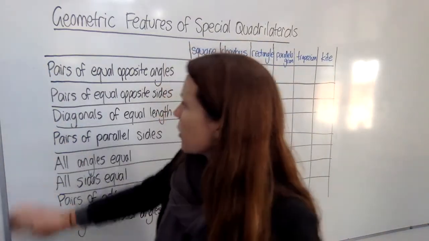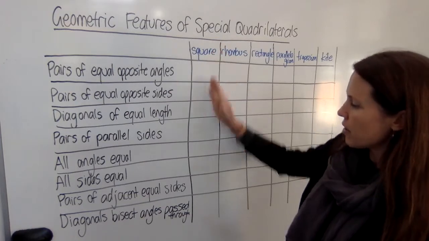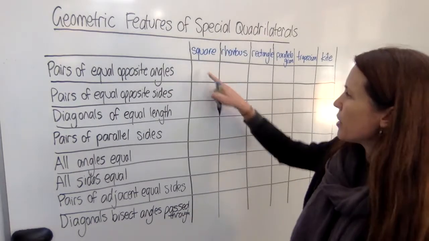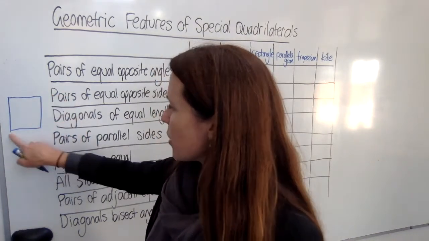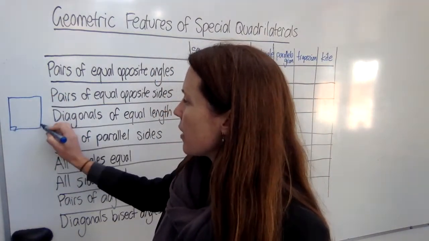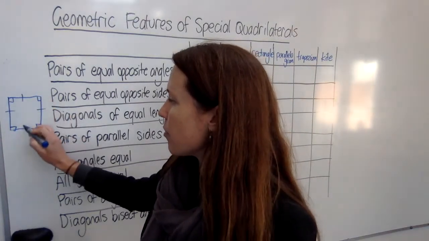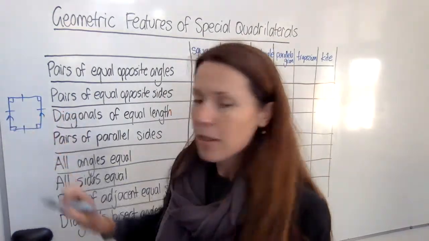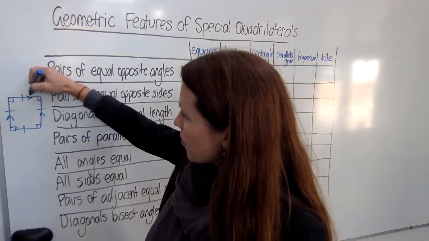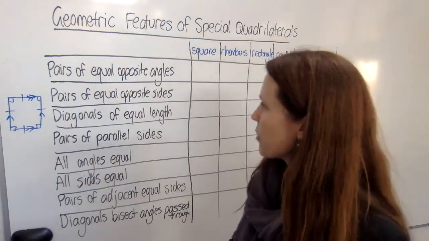So going through these one at a time, pairs of equal opposite angles. Now let's just have a look at what the square has. Pairs of equal opposite angles, we'll start by drawing the square and thinking about what symbols it needs. We know the square has right angles in the corners and its sides are equal, so we give each of them a dash. And it has this side parallel to this one, so we give them an arrow, and this side parallel to this one, so you give them two arrows. And that's pretty well it.